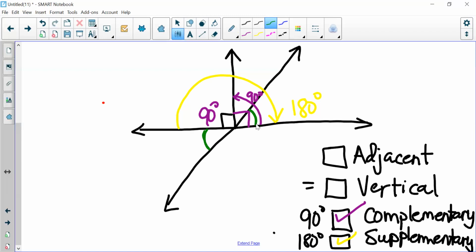Vertical angles are always across from each other, okay? They're called vertical angles because they share a common point, which we call the vertex, okay? Look, this point right here, where the vertical angles touch, is called the vertex. Y'all, vertex is just another name for a point, okay? On a triangle, we have 3 vertices or 3 points, okay?